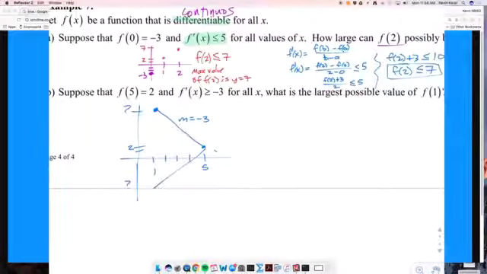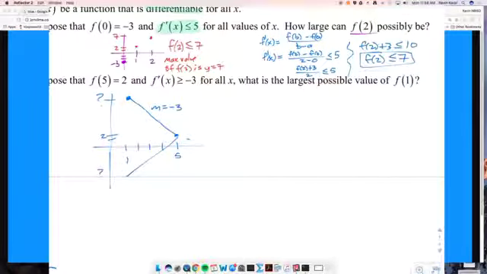This one here, if you try to think about it intuitively, is not as easy for a couple of reasons. First of all, we have the slope is -3 at a minimum. It could be anything bigger than that. And we have the starting value of f of 5 equals 2. We want to know what f of 1 is. So we're kind of going in reverse.